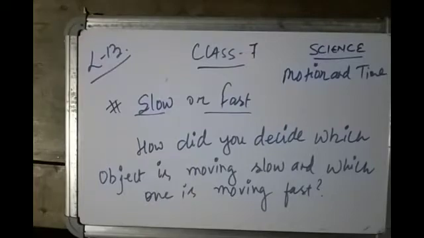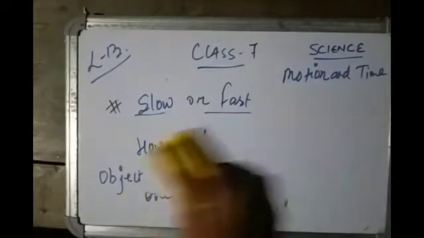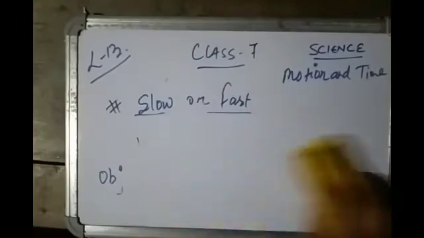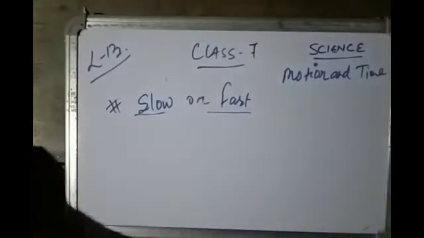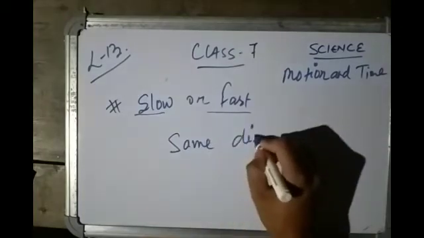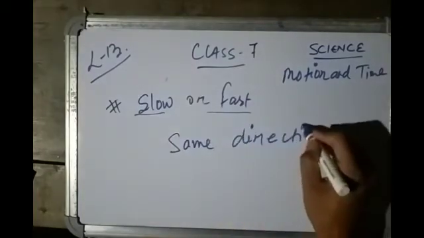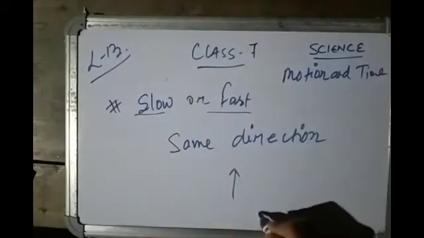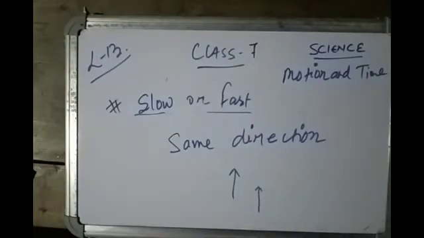If vehicles are moving on a road in the same direction, we can easily tell which one of them is moving faster than the other. The answer is same direction. They are moving fast, and the others are moving slow.